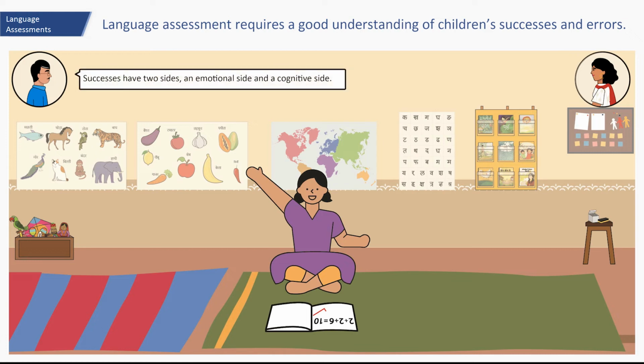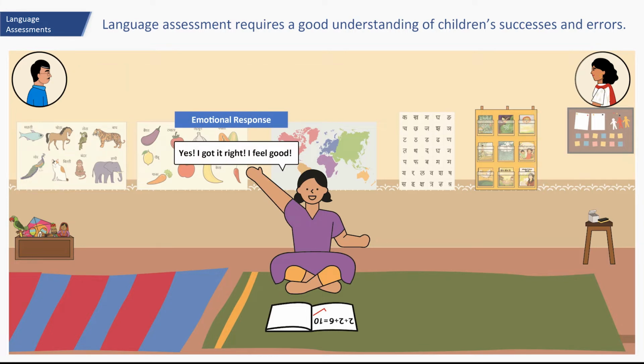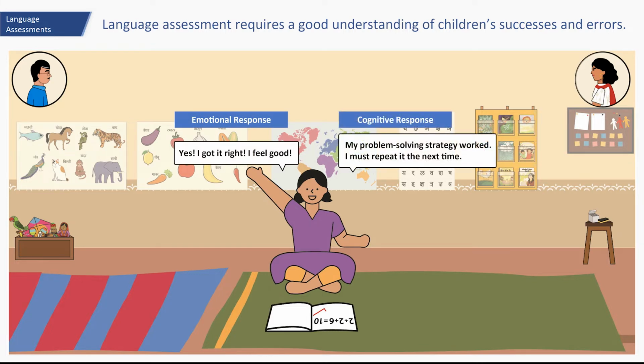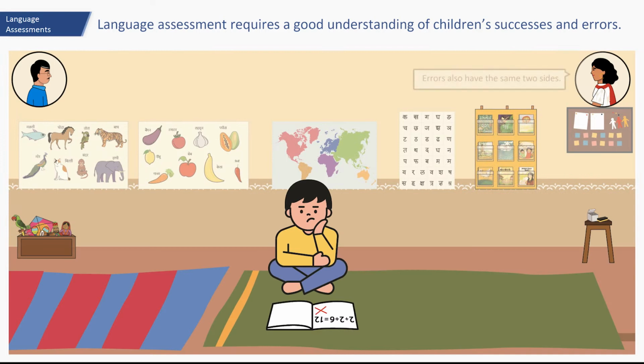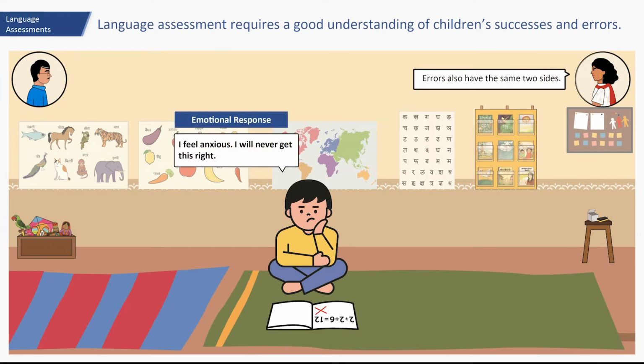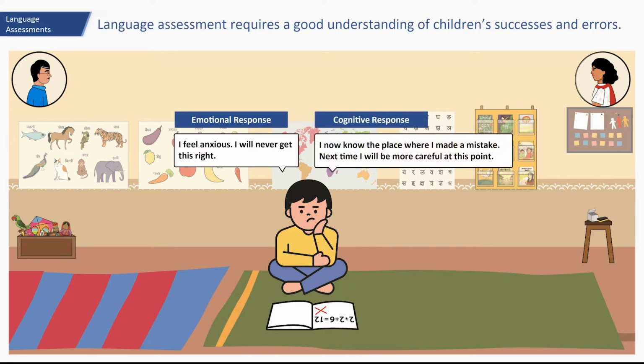Success has 2 sides, an emotional side and a cognitive side. Yes, I got it right. I feel good. My problem-solving strategy worked. I must repeat it the next time. Errors also have the same 2 sides. I feel anxious. I will never get this right. I now know the place where I made a mistake. Next time, I will be more careful at this point.